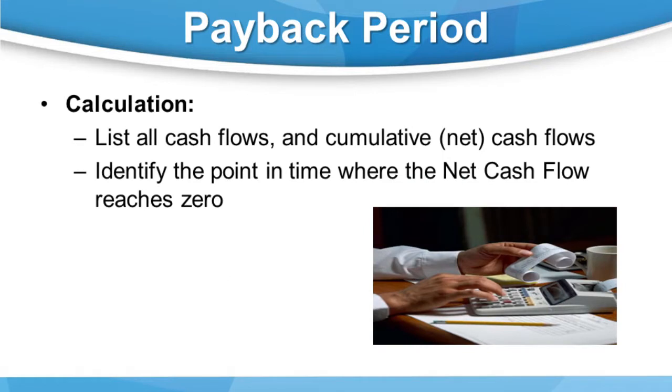When faced with a payback calculation, we need to list all the cash flows for each year, with any cash outflows being shown as a negative number. We also show the cumulative cash flow at each year. This is the difference between the total cash outflows and total cash inflows. We then need to identify the point at which the cumulative cash flow is zero. This will be the payback period itself.